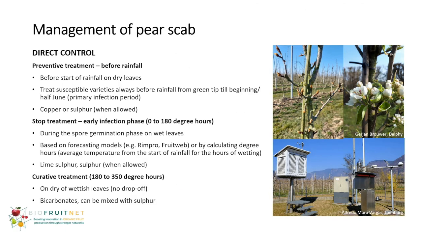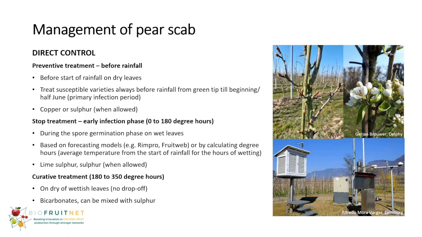The direct control of pear scab can be done by preventive treatments which are done before rainfall on dry leaves. Susceptible varieties should always be treated before rainfall from green tip till beginning of June, the primary infection period. And when allowed, copper or sulfur can be used for these direct control measures.